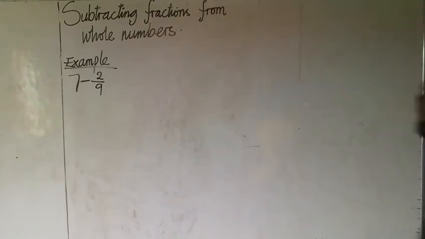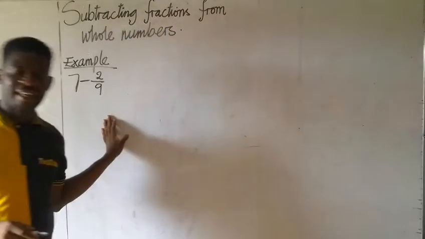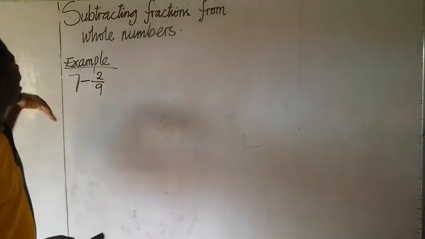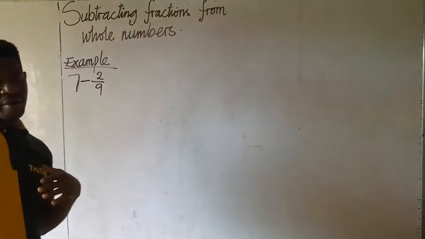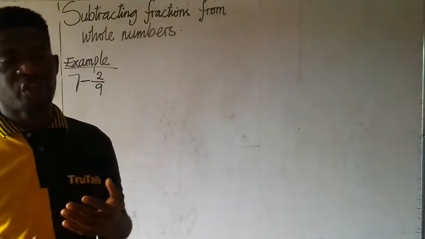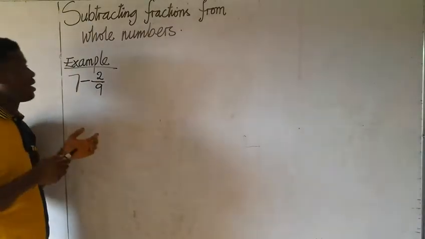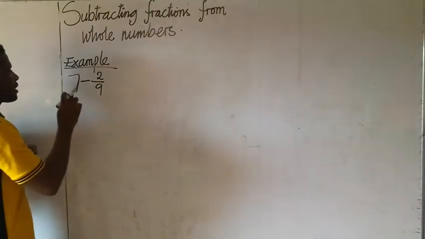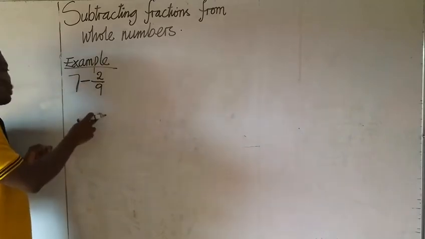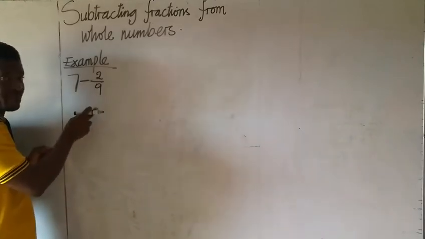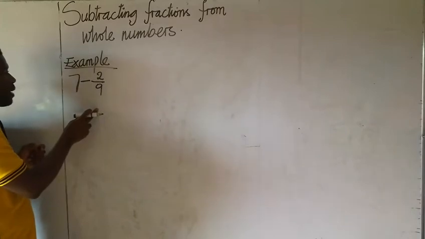All right. So from where we stopped yesterday, let us have a refreshment today on what we did yesterday. So let's look at this. We said 7 minus 2 over 9. How do we go about this?